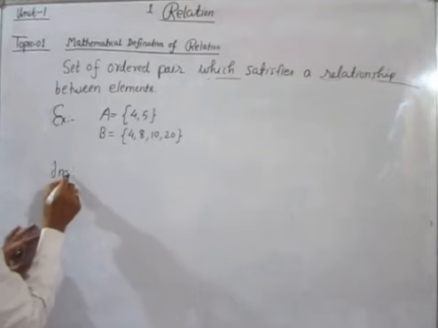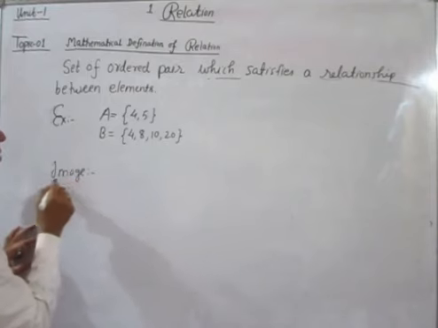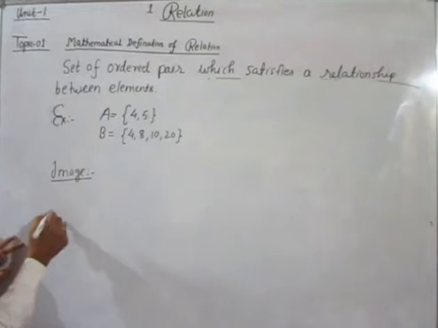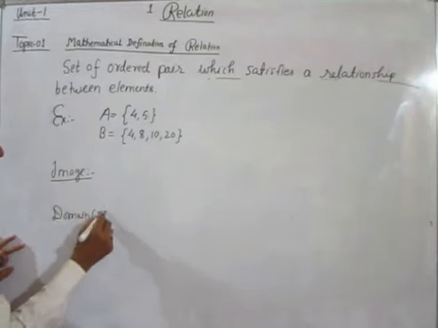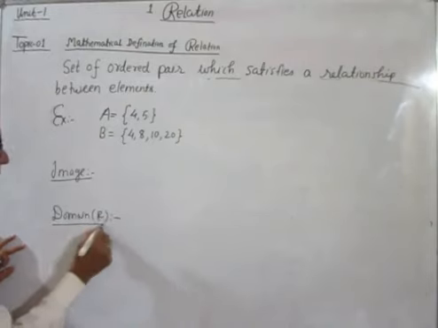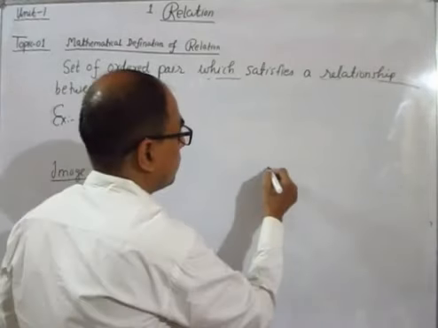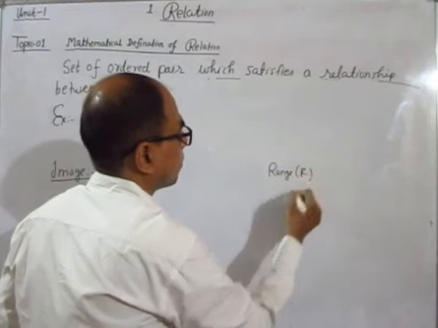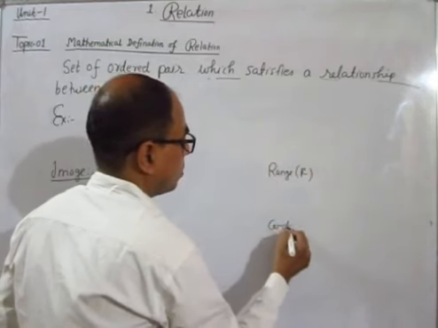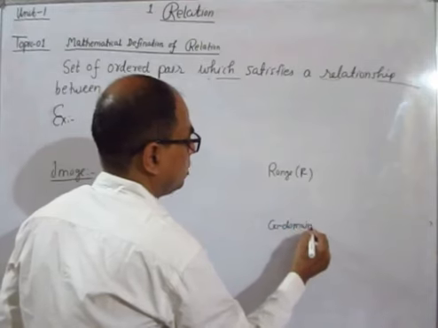Image. What is the meaning of image? We will discuss image, then we will discuss domain of relation, then range of relation, and then codomain. So now we are going to discuss these 4 points.